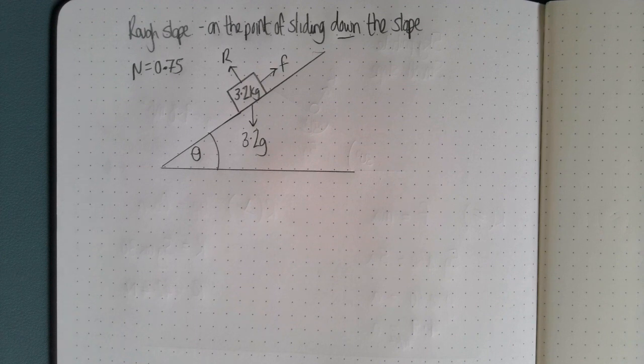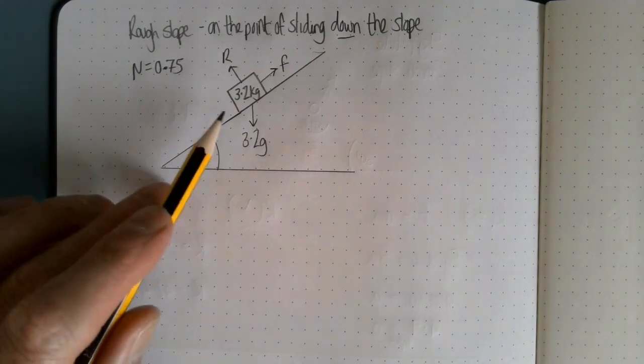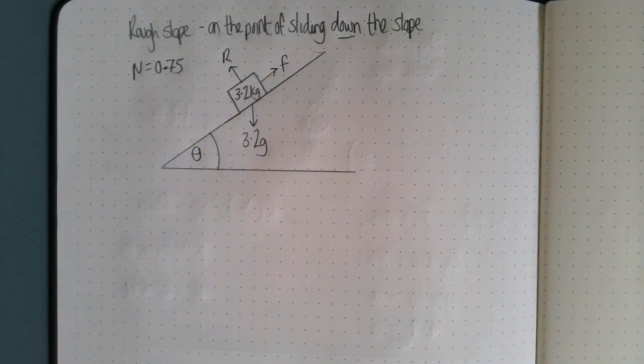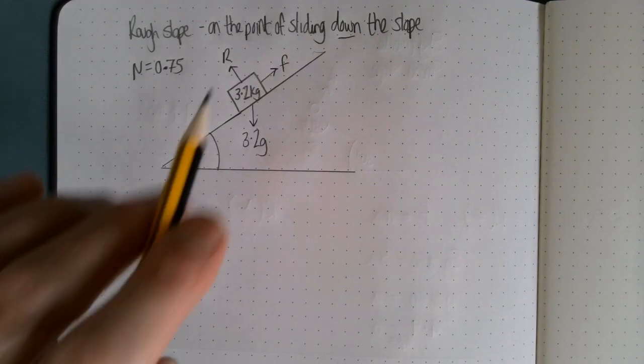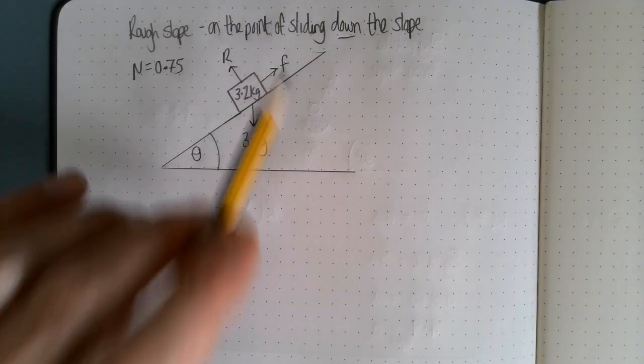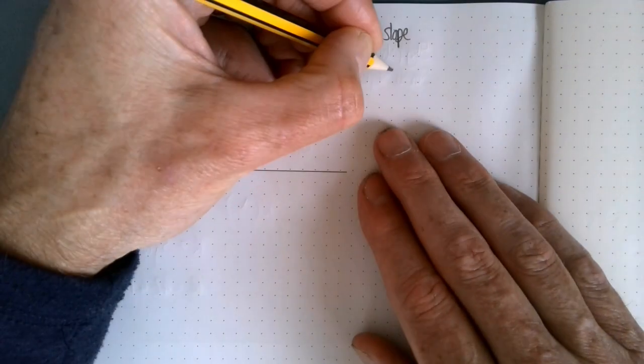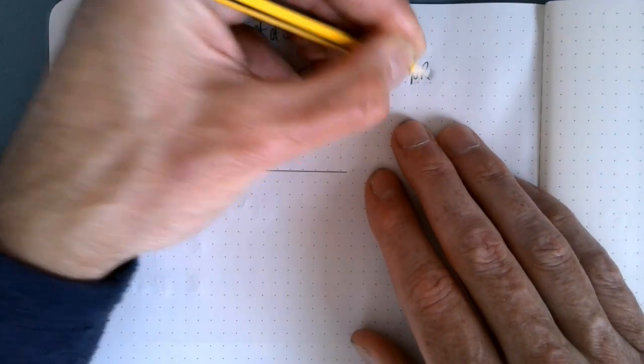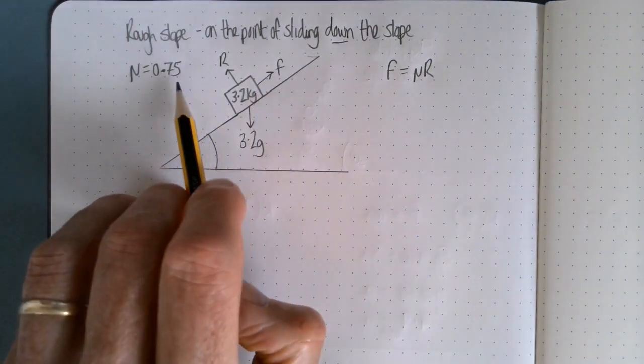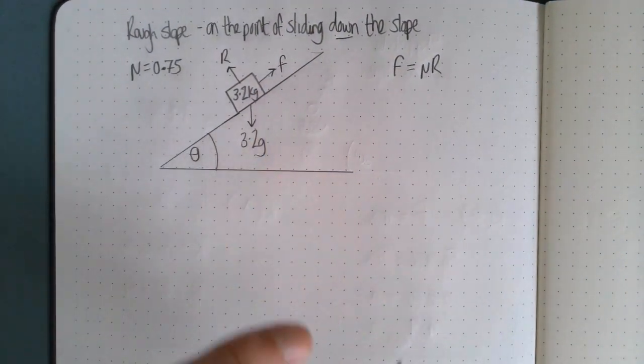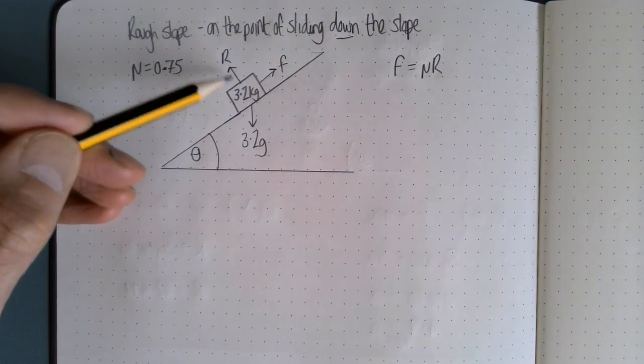So what it means is that friction, remember, friction is this magic force that opposes the motion even before something has started to move. Friction magically knows which direction something wants to move. In this case, it wants to move down the slope, and it opposes that. And friction gets so far and then says, yep, I'm out. I can't go any further. And because this is on the point of sliding down the slope, we know that friction is at that value. So the maximum value of friction in any situation is the coefficient of friction, which in this case is 0.75, it's quite a rough slope, times the reaction force, which is this force here.